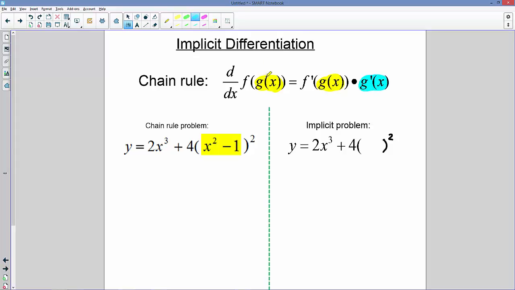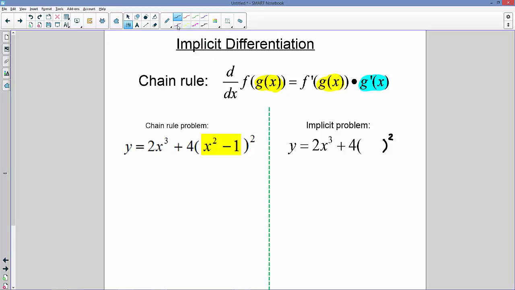So g of x is the inner function, f of x, or f of anything really, is the outer function. And then it's the derivative of f with the g of x still inside times g prime of x. Okay, so we're going to use that. We need to know that very well so that we can do implicit differentiation.